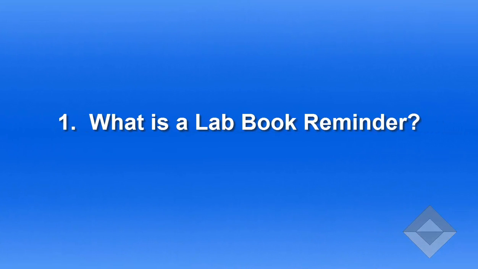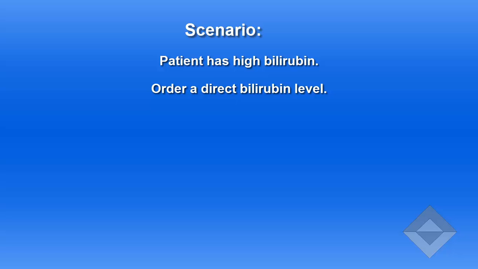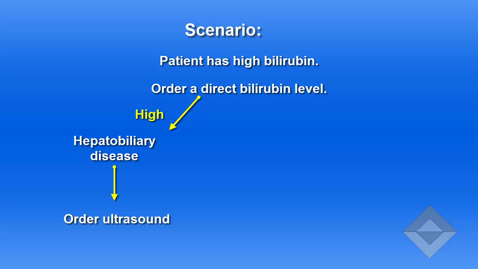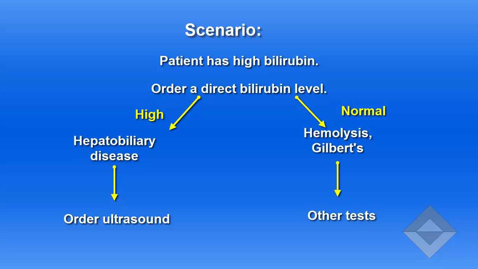Part 1. What is a lab book reminder? So let's try out this scenario. Suppose you found that your patient has an elevated bilirubin level. Your next step in the workup is to order a direct bilirubin. If the direct bilirubin is elevated, it suggests the patient has a hepatobiliary problem, and you want to be reminded to order an ultrasound. But if the direct bilirubin is normal, it suggests the patient has hemolysis or Gilbert's syndrome, and you want to be reminded to order different tests for that.